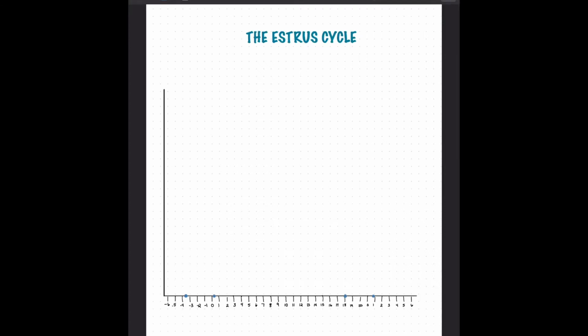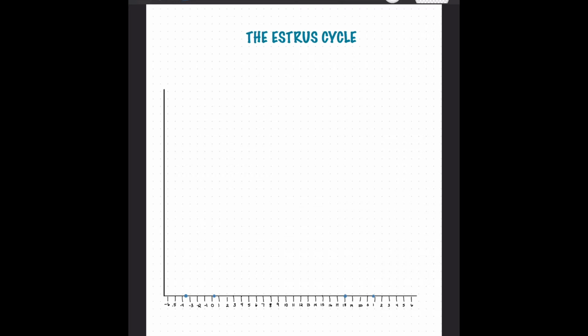Today I'm going to go over the estrus cycle. There are several different phases in the estrus cycle, and there are several different types of estrus cycles. So the first estrus cycle is polyestrus, which is when the animal will cycle multiple times throughout the year. So the animal cycle will look something like this. It'll be just continuous throughout the year.